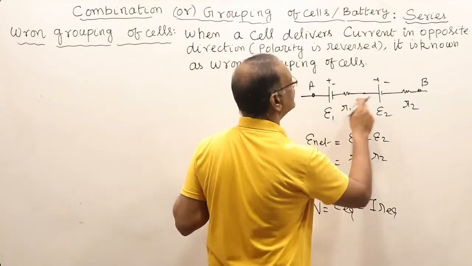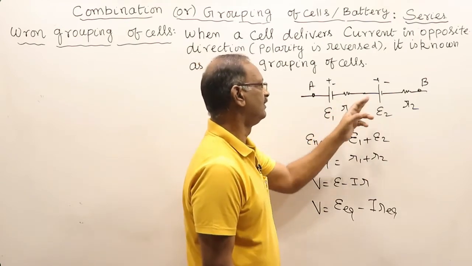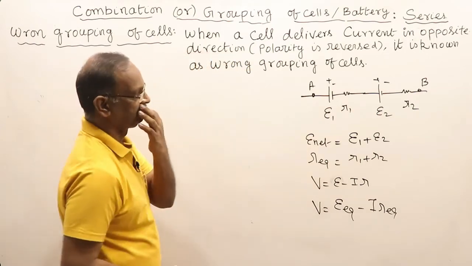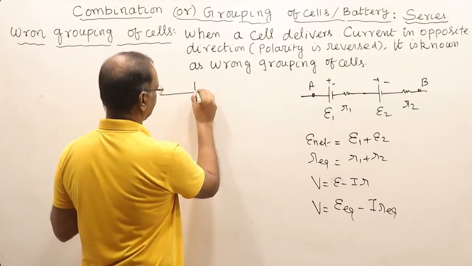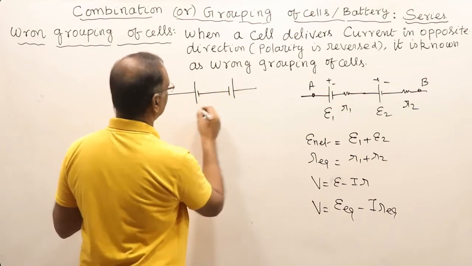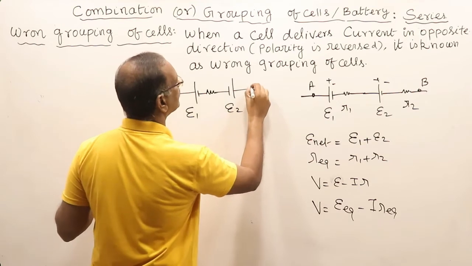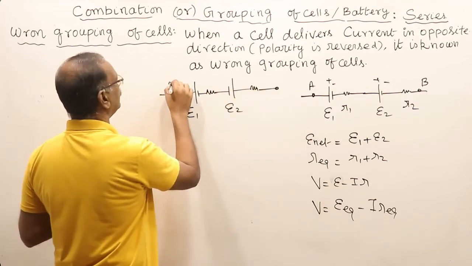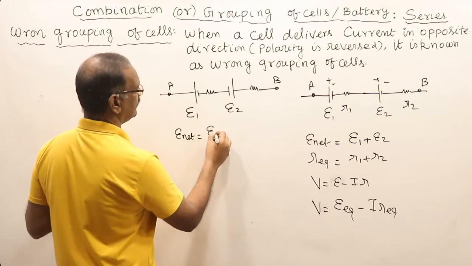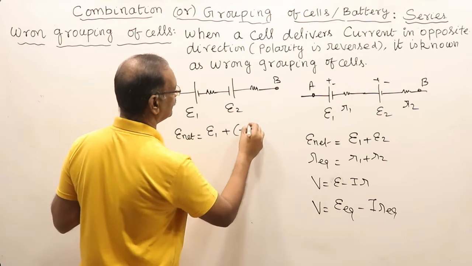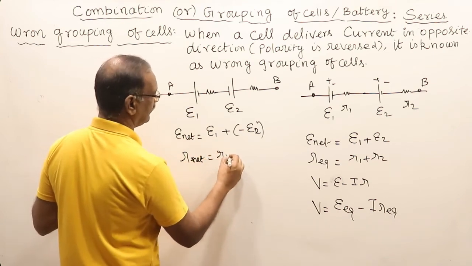Since both internal resistances are in series, they always get added, and since both cells have the same polarity, the EMFs get added. Now suppose we change the polarity of the first cell. Now this has EMF E1, this is E2, each with its internal resistance, and terminals A and B. So E net is the EMF of the first one minus that of the second, and R net, or equivalent, is R1 plus R2.